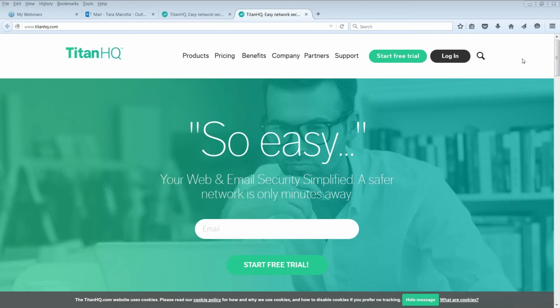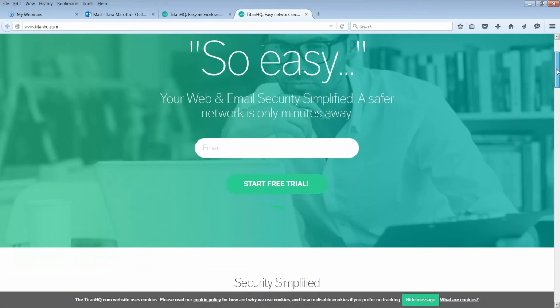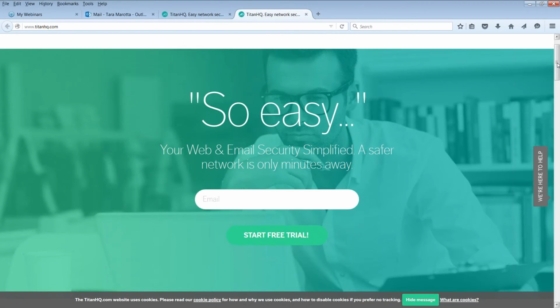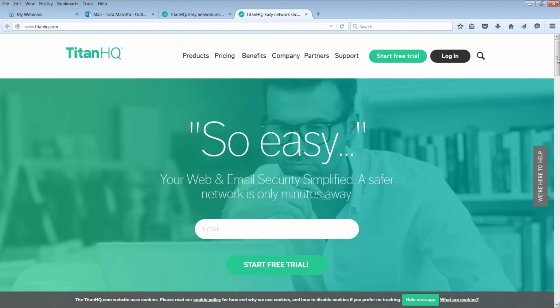So right away, Ben, when I'm looking at the page, we're looking at the headline: "So easy, your web and email security simplified. A safer network is only minutes away." If you wouldn't mind scrolling up just a little bit, Brent. The first thing that I notice is the headline. "So easy" is catchy, it's a good headline, but it's kind of generic. It doesn't really tell us much about the actual product. So I would suggest, Salvador, maybe something a little bit more value specific to your product, perhaps "security simplified" or "simplified security."